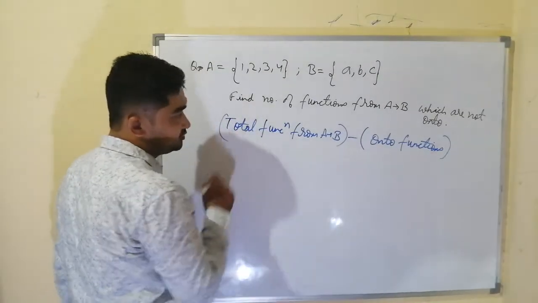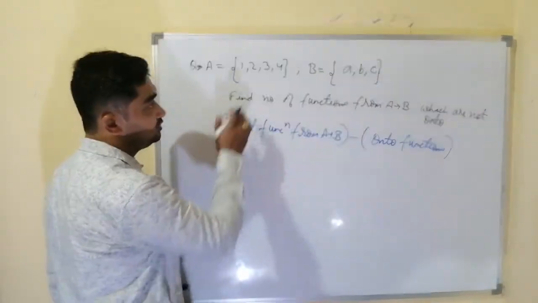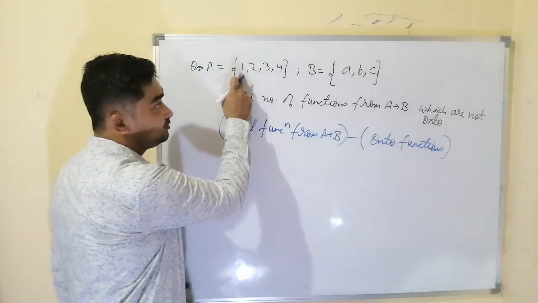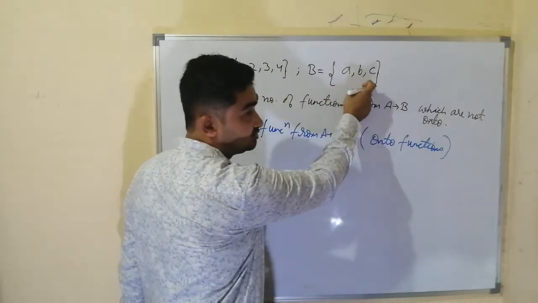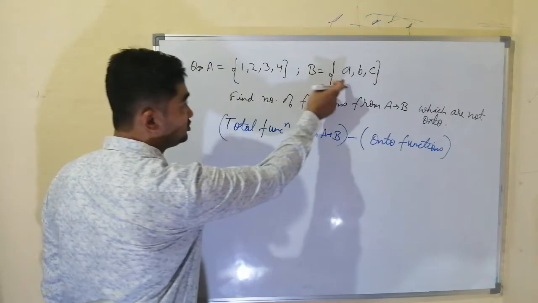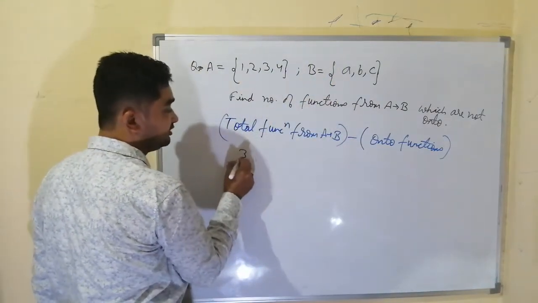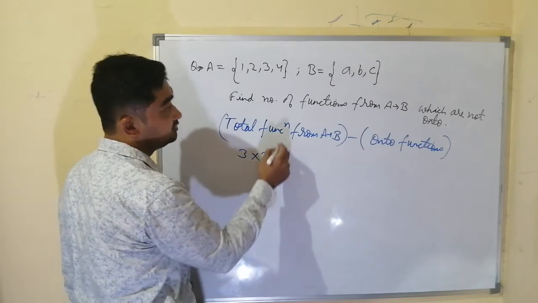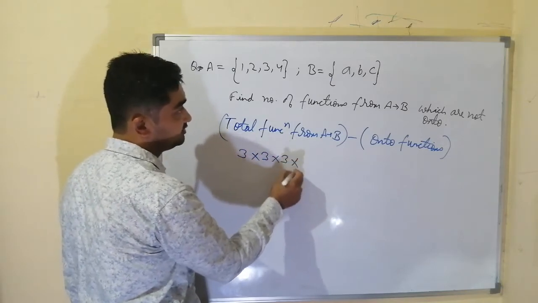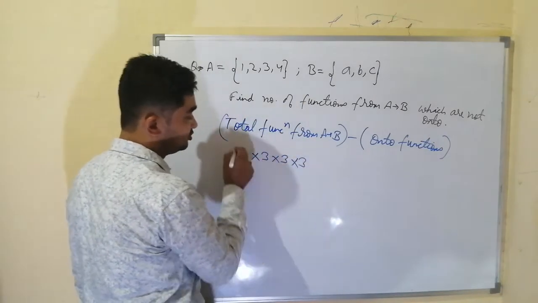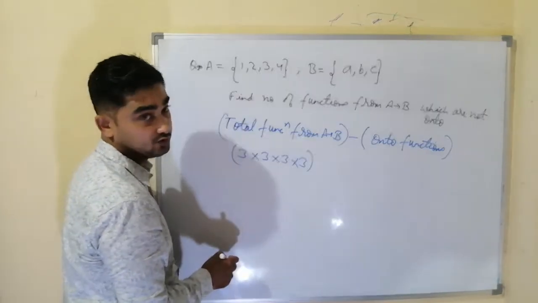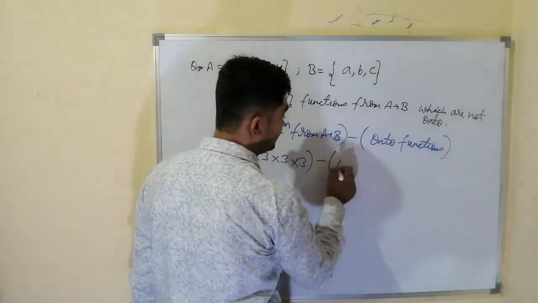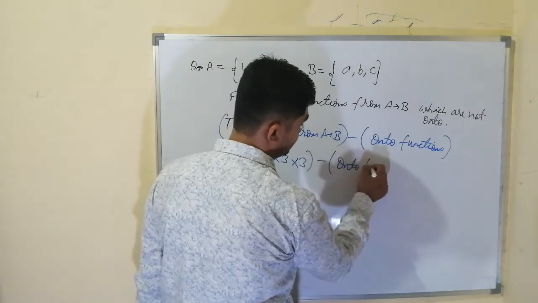What are the total functions from A to B? Already we know how to do it. Every input has how many choices? 3 choices. So 1 has 3 choices, 2 has 3 choices, 3 has 3 choices, and 4 has 3 choices. So total functions are 3 power 4. From this we have to subtract the onto functions.